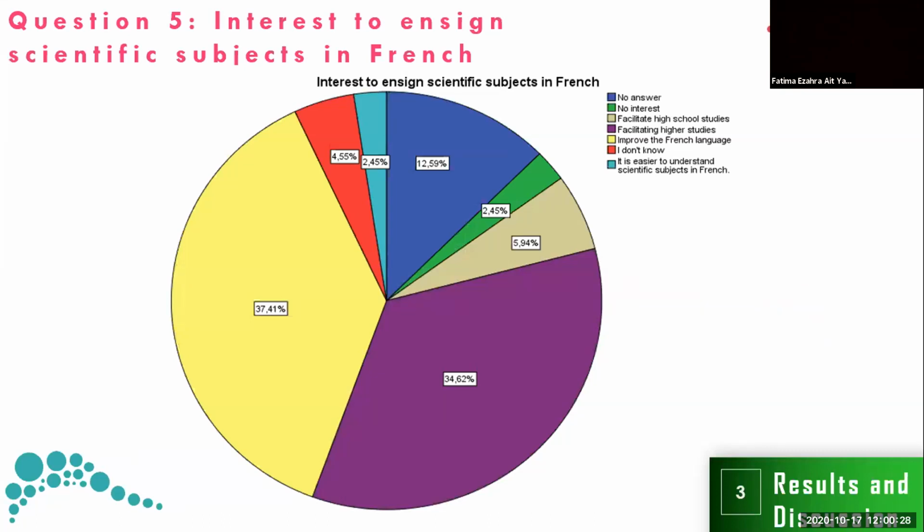When the learners were asked about the interest of teaching science subjects in French, they gave several options, of which the categories facilitate higher school and improve the French language were the most suggested. There are other categories, like it is easier to understand scientific subjects in French, or there is no interest, but these two categories were the most widespread.